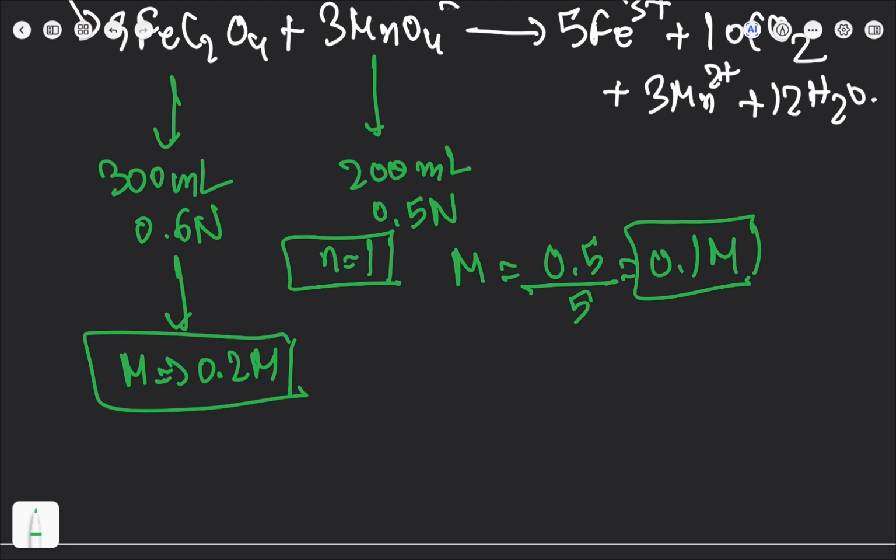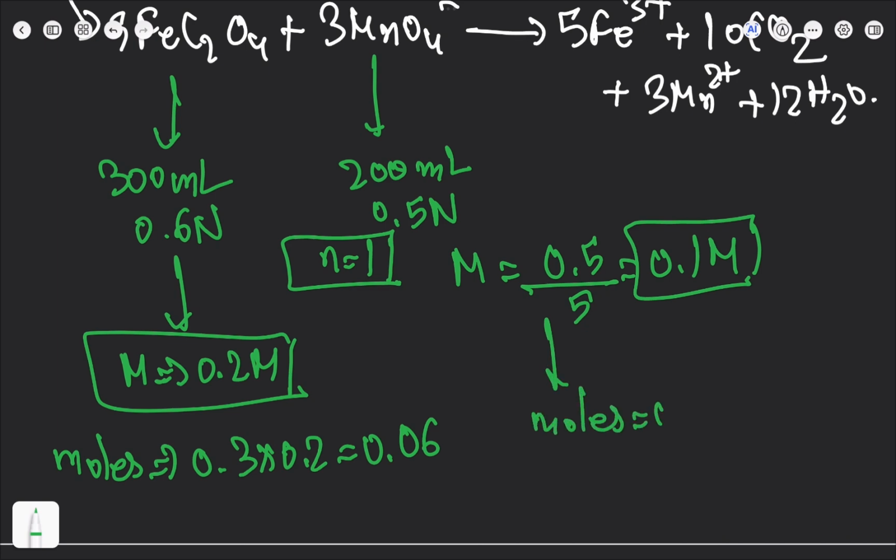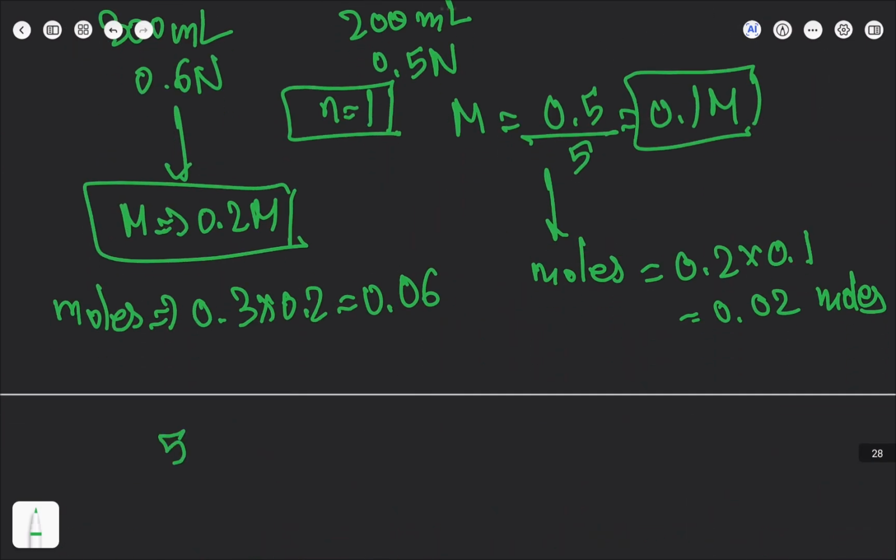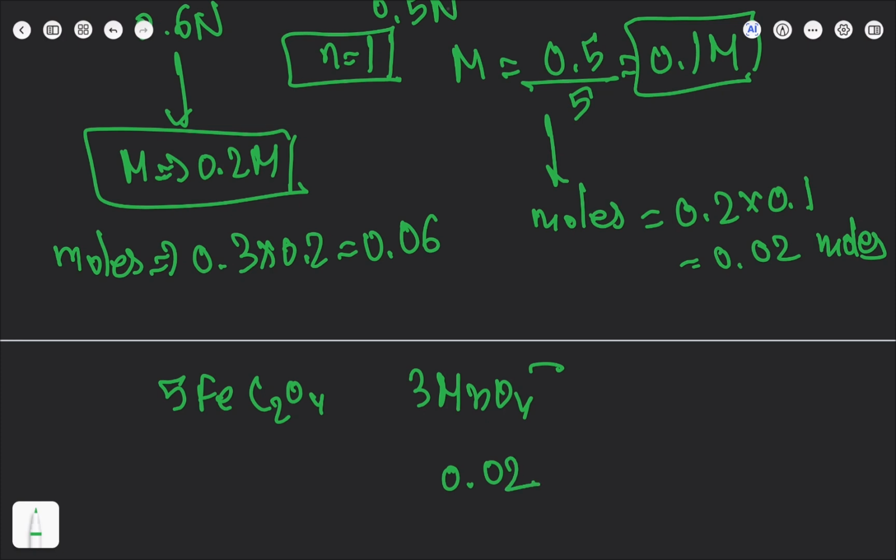Now the question is simple. You just have to find the moles of this. Moles is 0.3 times 0.2, which would be 0.06, and here you have 0.2 times 0.1, 0.02 moles, right? In the initial reaction you needed 5 FeC2O4 and 3 MnO4 minus. Now you have 0.02 for this and 0.06 for this.